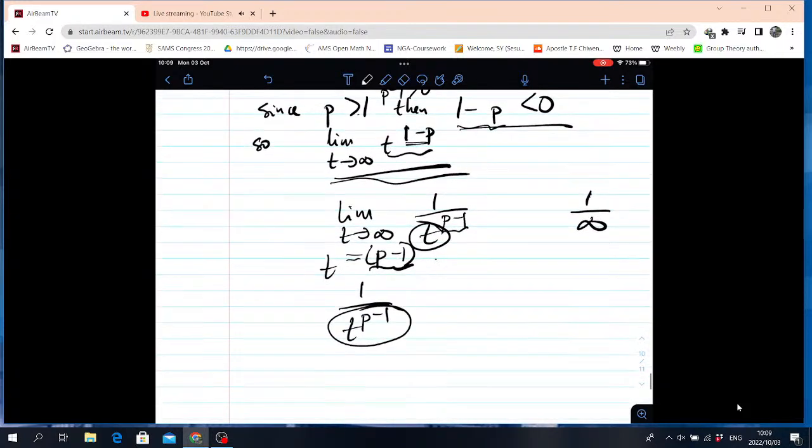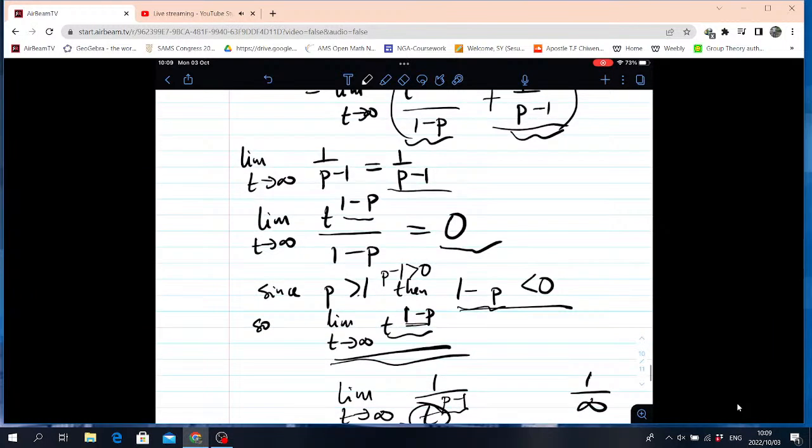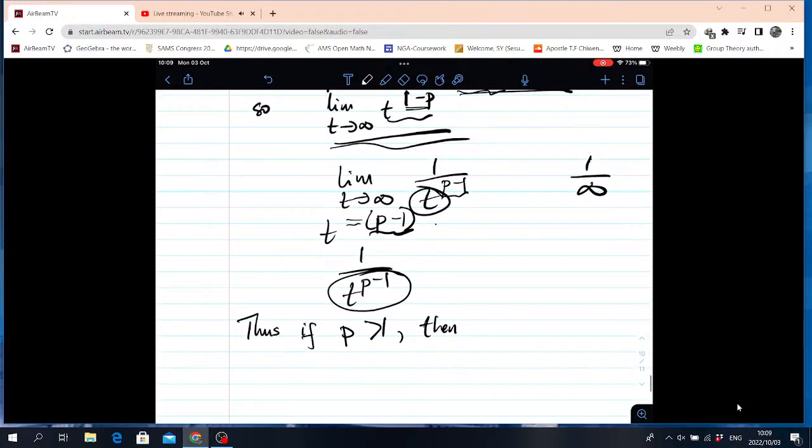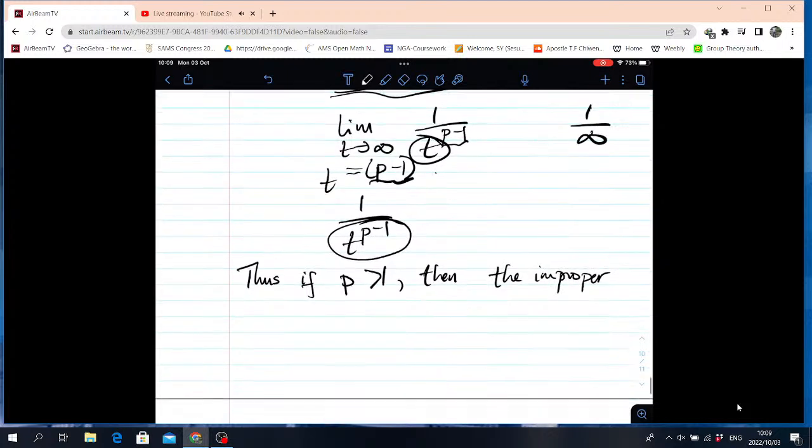Right, so therefore we've got 0 and we've got 1 over p minus 1 there. Thus, if p is greater than 1, then the improper integral converges to 1 over p minus 1 plus 0, which is equal to 1 over p minus 1.